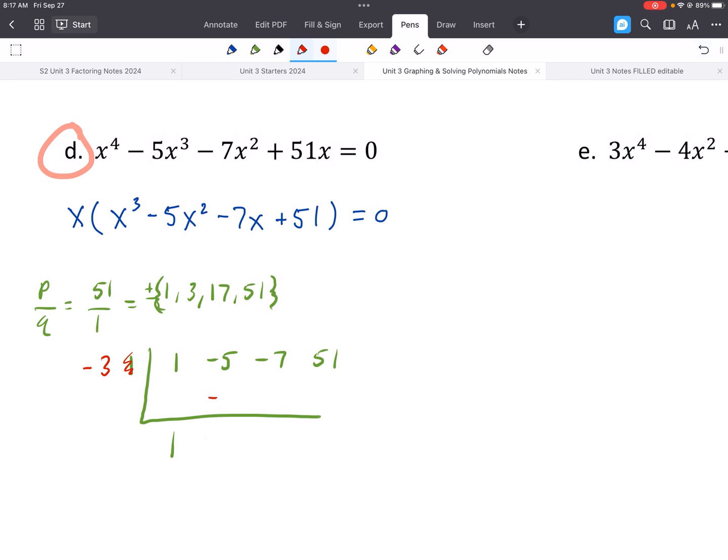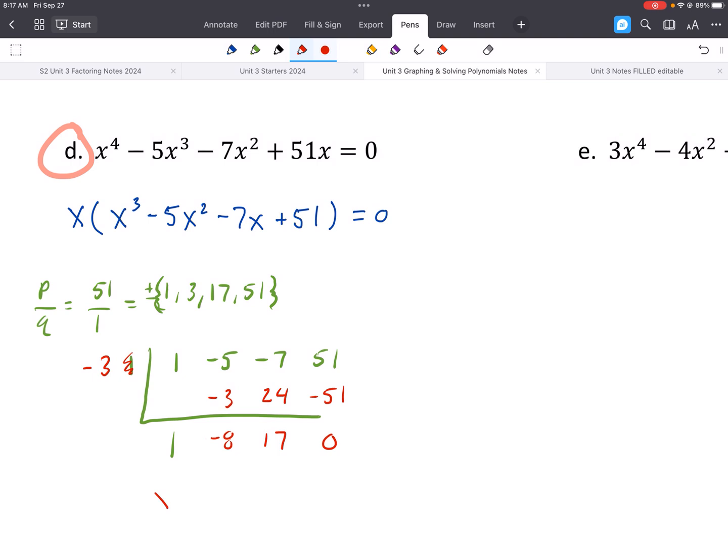So multiply, add, multiply, what's that, 24, and then we'd get 17. Ooh, this is good. And we'd multiply would give us -51. So we end up getting 0.